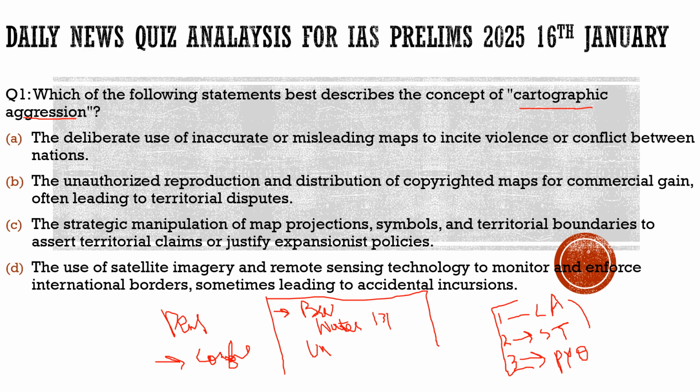Then another thing the author mentions is that in December 2024, China released certain official maps in which they claimed a few territories which are very much disputed in the Xinjiang region between India and China, and they claimed that.